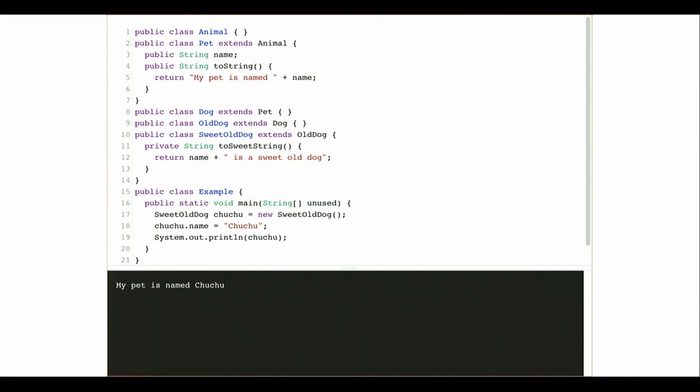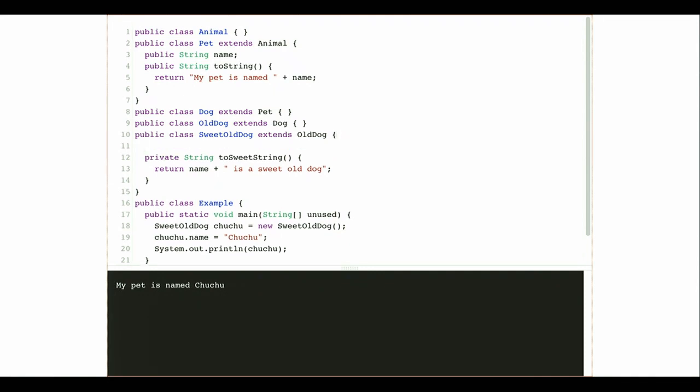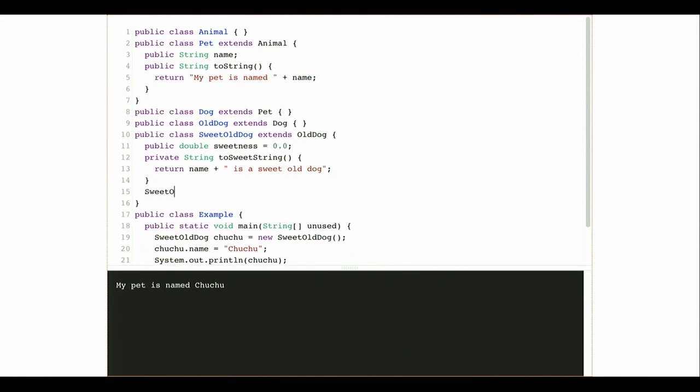All right, so let's say a sweet old dog should have a sweetness level. So I'm going to add an instance variable to my SweetOldDog, and I'm going to make this a double. By default, we'll set it to 0. But let's also create a constructor now for my SweetOldDog, and we'll say that I have to set the name and the sweetness level of the dog.